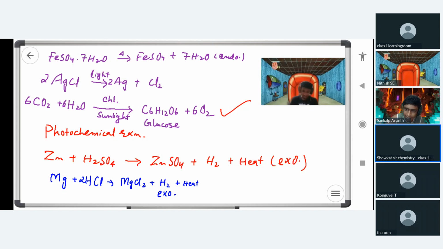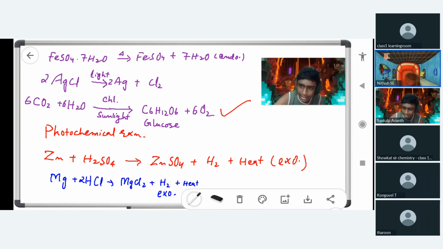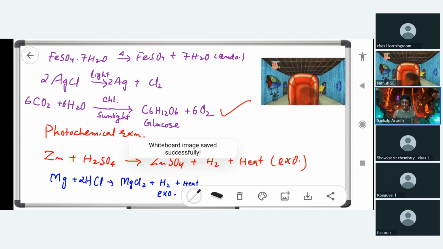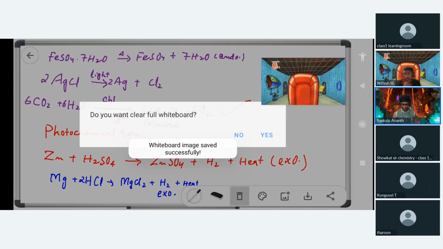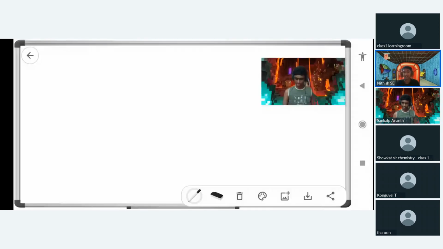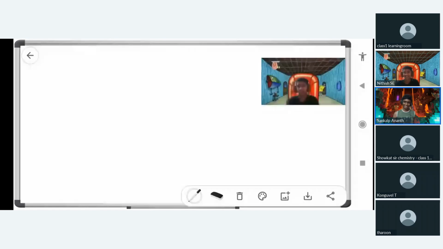Have you noted this down? Shall I move to the next page? Yes, sir. Any acid reacting with any metal is always exothermic. No, any metal reacts with any acid, not the other way around.